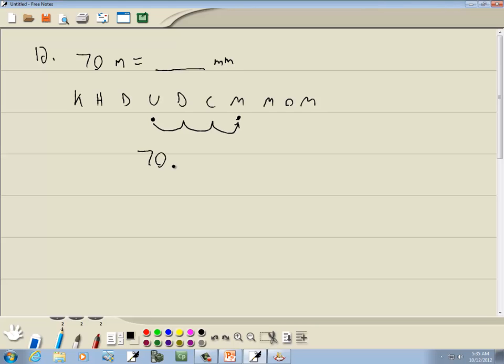So I have 70 here, and if I were to put a decimal, it would be right there. So 1, 2, 3 places to the right. This is where a decimal would be, and I put zeros here for these. Well, that'd be 70,000 millimeters.